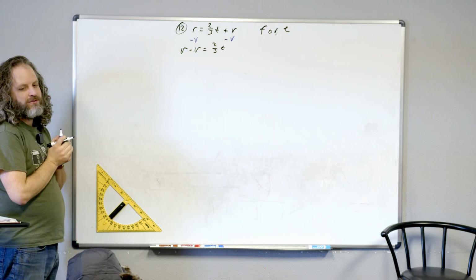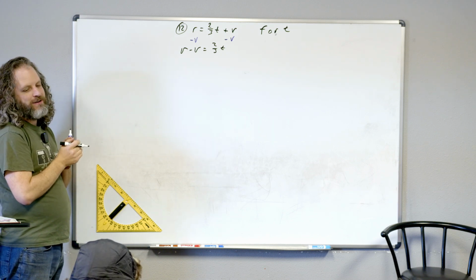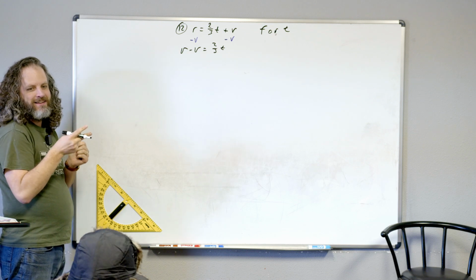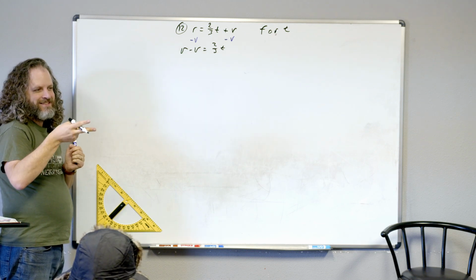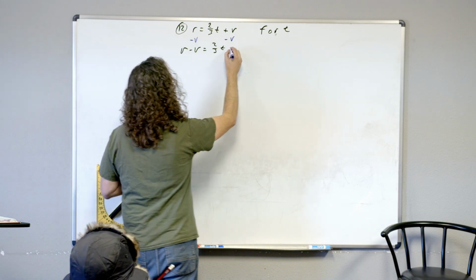Times 2/3, almost, but not quite. Because that 2/3 is multiplied. So how do we divide fractions? Because we've got to divide it. What do we have to multiply by? By the reciprocal. We've got to multiply by the reciprocal. So 3/2.